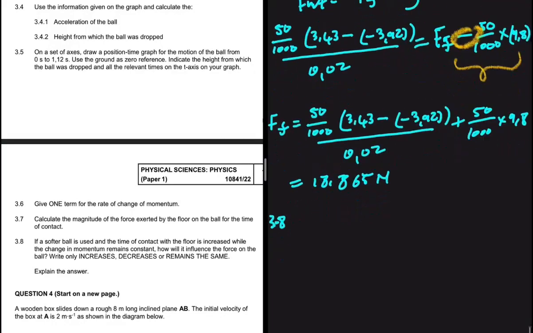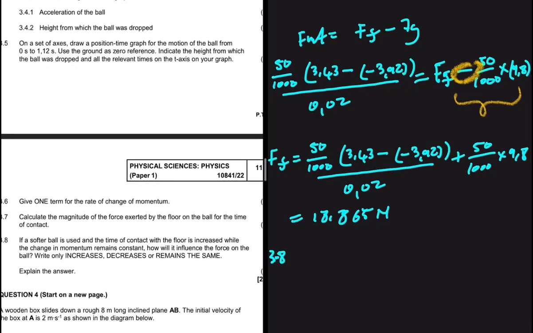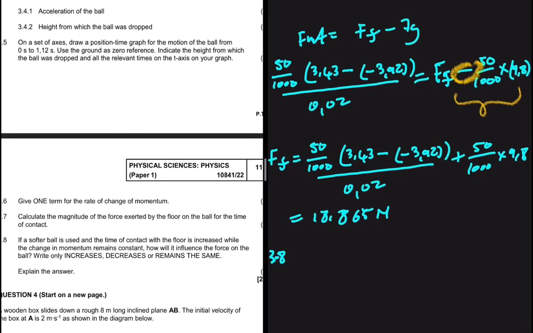Right, 3.8. In 3.8, the question is saying, if a softer ball is used and the time of contact with the floor is increased while the change in momentum remains constant, how will it influence the force on the ball? Right, increase, decrease, or remain the same? It is going to decrease, so the answer here is decreases.